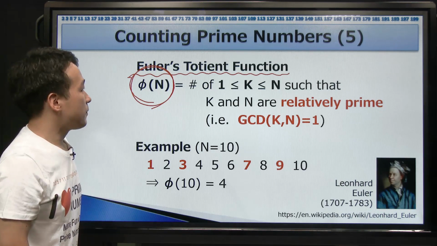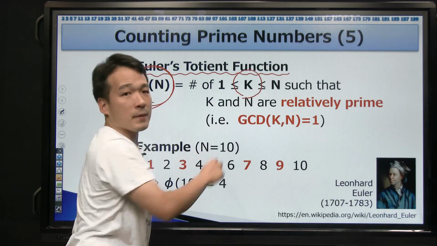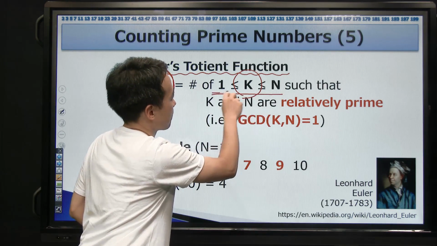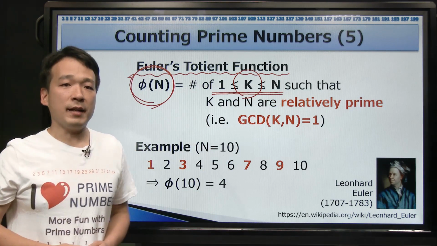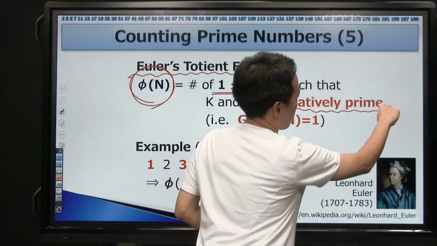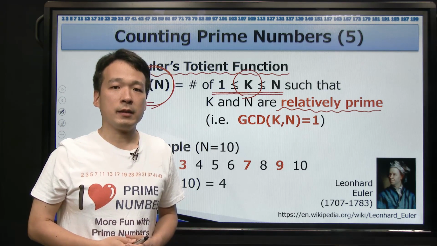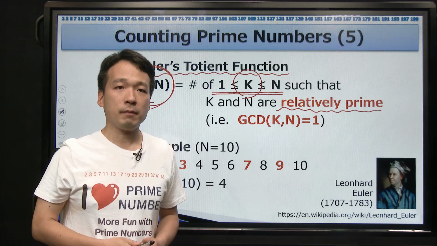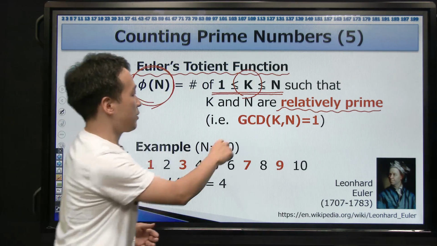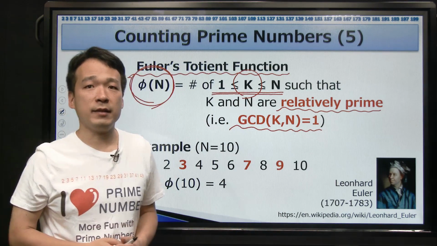Phi of n is equal to the number of integers k between 1 and n, which are relatively prime. Here, relatively prime means the greatest common divisor of k and n is equal to 1.